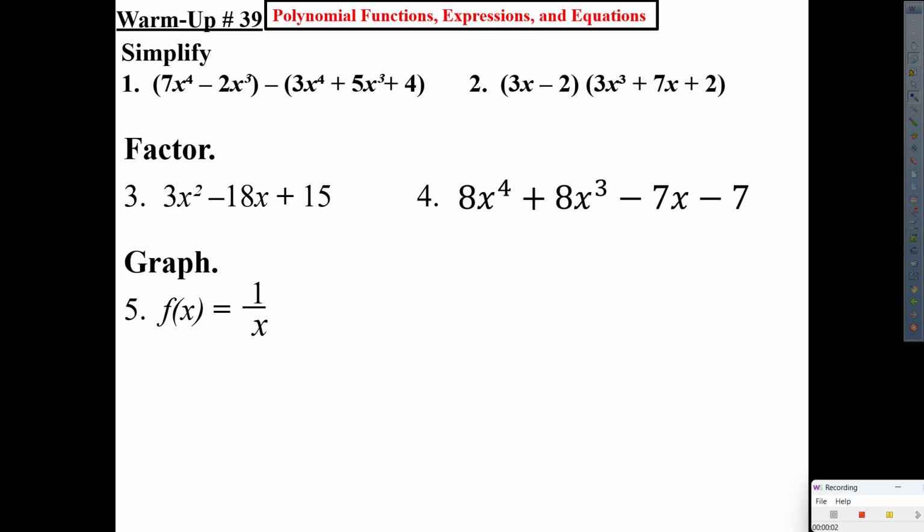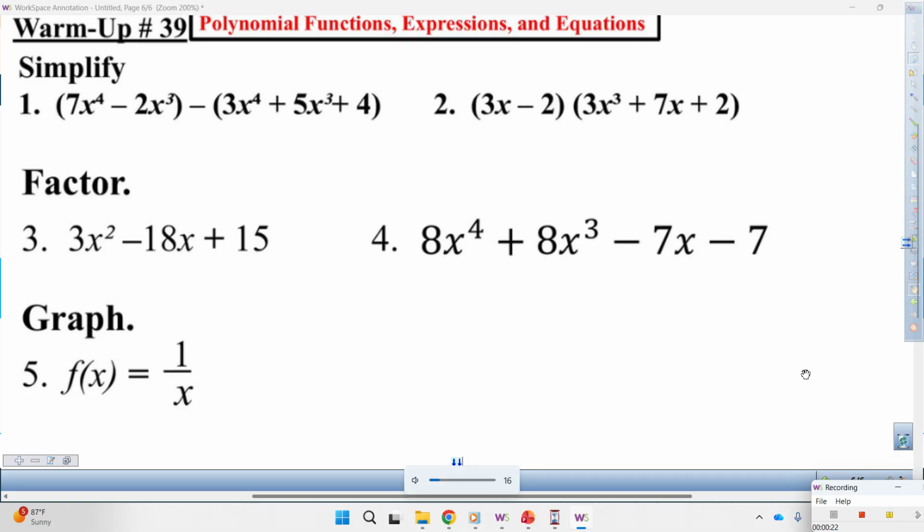Warm-up 39's on the screen. Let's get started, please. I went over this one already yesterday, so you should be able to follow along. Give you guys some time, copy and go. All right, here goes. I know, just for the sake of time.